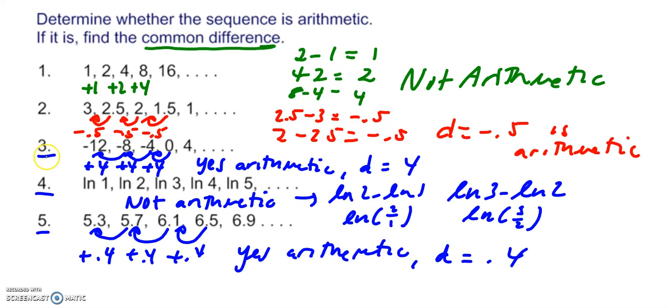If I check back in with you, for number 3, when I kept subtracting from the second to the first, I kept getting a consistent pattern of adding 4, which meant my common difference was 4, and it was arithmetic. For number 4, I actually used logarithm rules. If I subtracted the first term from the second term, that's ln of 2 divided by 1, which is not equal to the difference of ln of 3 minus ln of 2. Using the rules from the logarithm section, that would be ln of 3 over 2, and these are not the same, so it was not arithmetic. For number 5, the common difference between each term was plus 0.4, so my common difference was 0.4, and yes, it was arithmetic.